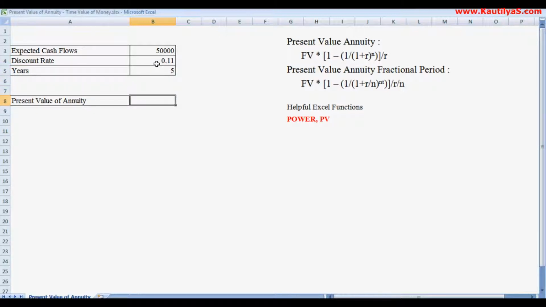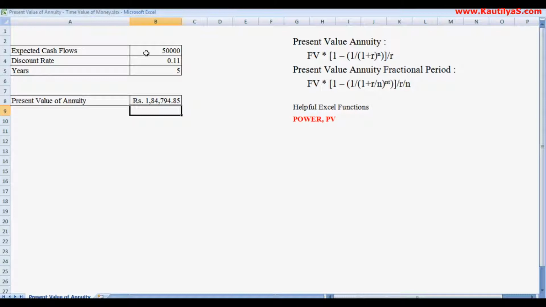So how are we going to calculate the present value of an annuity? For this we use the Excel built-in function PV. So this equals PV, present value, where our rate of interest is 11% and the number of periods is 5, and payment. So for payment, we'll put a minus symbol and take 50,000 as the payment every year for the next 5 years. So our present value is 1,84,794. It's not 2,50,000.